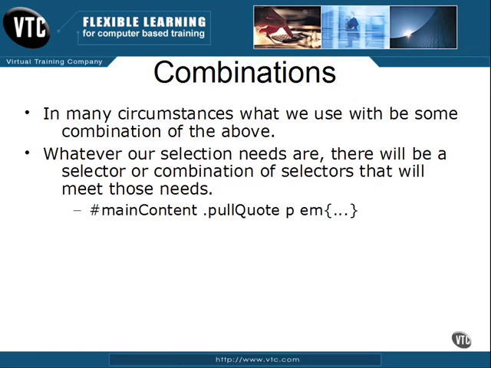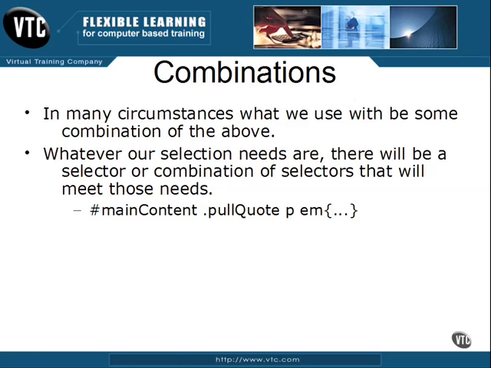So it's quite normal for us to see something like this. So here we have a combination of different selectors using our descendant order to specify the exact item that we want to affect. So this is only going to affect the emphasis tags that are inside of a paragraph, that are inside of another object that has the pull quote class applied to it, which is inside of the main content ID'd area. So this is actually something that's very, very specific.